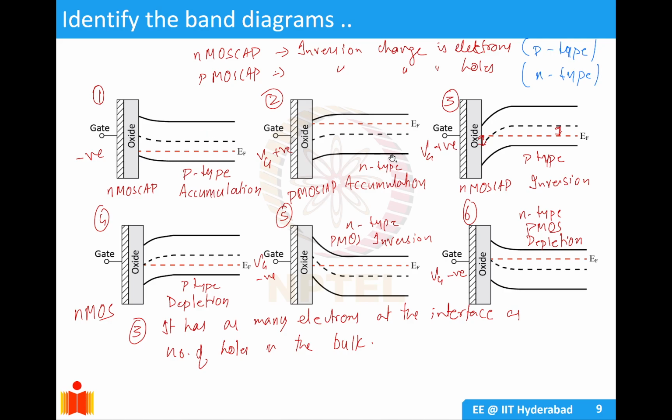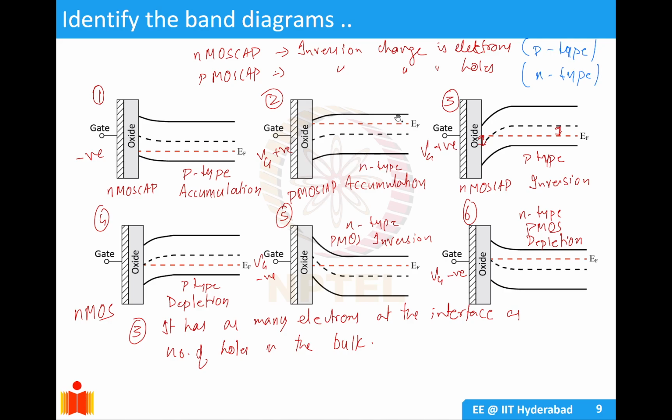Here you are given six different diagrams. First you have to look at the bulk of the semiconductor, and you can see the EF is closer to EV, so it's a P-type semiconductor. Now at the interface, you will see that EF is moving even closer to EV. That means it is an accumulation region, and for P-type accumulation, your gate has to be negative.